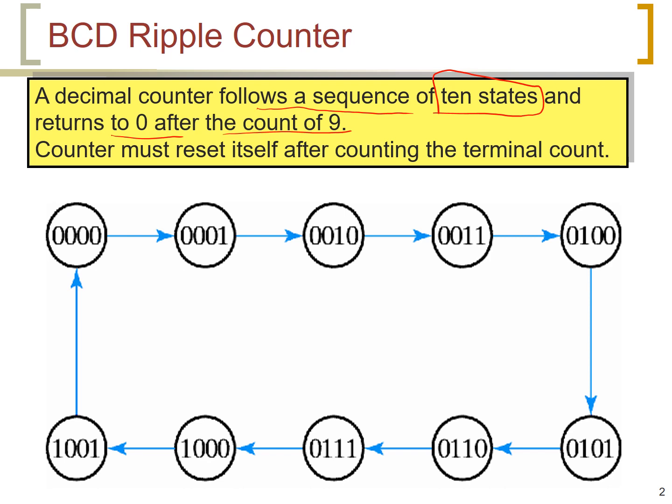Therefore, it counts as follows: from 0000 to 0001, 0010, and then 3 in binary, 4 in binary, 5 in binary, 6, 7, 8, 9 in binary, and when it reaches 9, the counter must reset itself, which means it will go back to 0.